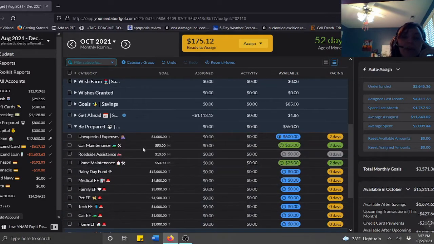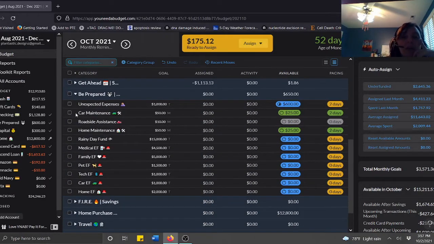Be prepared. Okay, so be prepared. These are basically like your emergency fund type thing, but I broke the emergency fund down into every single possible thing I could think of because that's just how my brain works. Unexpected expenses. So something comes up that is below $1,000, like this is your baby emergency fund. I guess that's what Dave Ramsey calls it. But anything that is below $1,000 that is unexpected can automatically be taken care of. This is just going to hold me off until I get way ahead in these other categories.